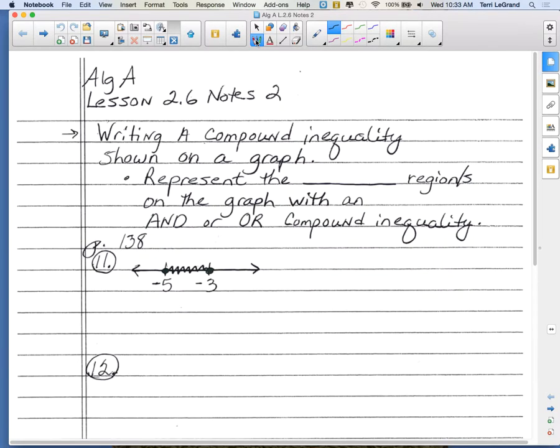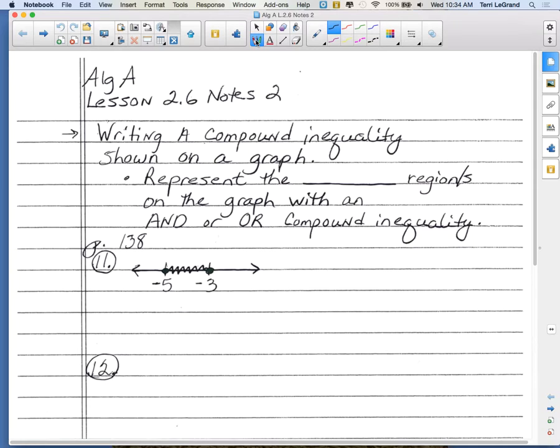Okay, so we really have the same learning goals today. We're still working with compound inequalities, being able to solve and graph them. But today we also are going to look at a graph and write the solution they give us on a graph as an algebraic statement. So writing a compound inequality shown on a graph. That's the first thing we're going to practice today.